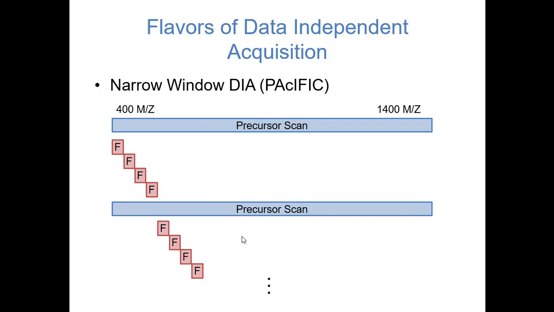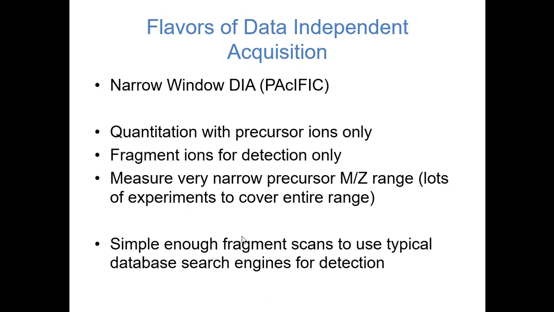So consequently, you have to quantify using a system like this on precursors. But you do get pretty narrow fragment scans. And so this was the approach that was pioneered by the Goodlett lab, and they got really deep proteomes. But the quantitation, as I said, was all done at the precursor level. So quantitation at the precursor level, fragment ions were only used for detection. It was basically a way to guarantee that you would sample potentially every peptide at least once.